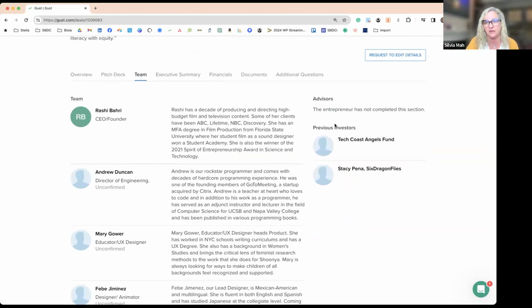And then here it's the advisors and previous investors. She wanted to put Tech Coast Angels Fund here. And then, of course, Stacy Penna, Six Dragonflies was here. So she wanted to say, hey, these are the previous investors. She's using the profile for her advantage, right? Because if you go this route, you can actually get more information than just looking at the pitch deck, right? So I really liked how she had it here. Questions about team, and I'll go on to the next example.